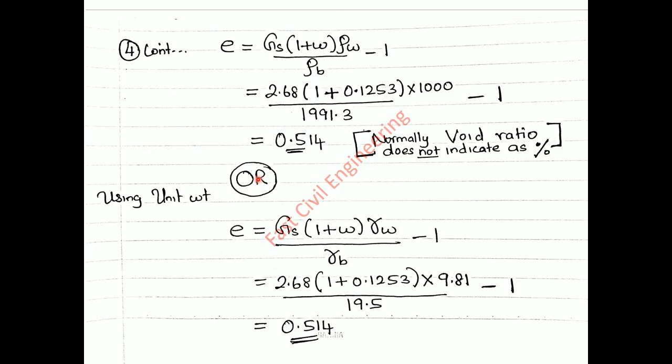Okay, or using the unit weight. This GS 2.68, 1 plus w is this one. Gamma b is equal to 19.5, already found. If you put this 19.5, gamma w should be 9.81. These units are the same, kilonewton per meter cube. Minus 1, same answer.